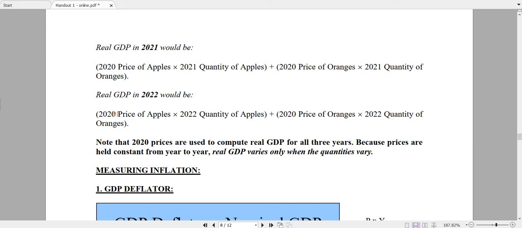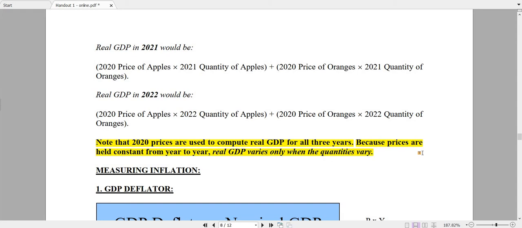Similarly, if you want to calculate the real GDP in 2022, we will again take the price of apples constant for the year 2020 and multiply it with the current production of apples, which is 2022 quantity of apples, and we're going to do the same thing for oranges. And this way, when we add these two components up, that will give us the real GDP for the year 2022. So the interesting point to note here is that the 2020 prices are used to compute real GDP for all 3 years. So because prices are being held constant from year to year, real GDP varies only when quantities vary.